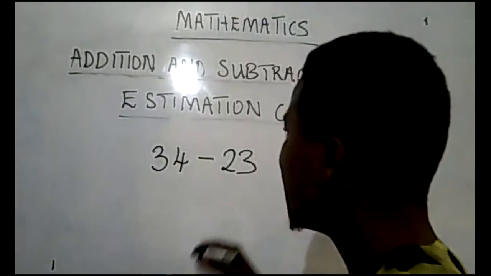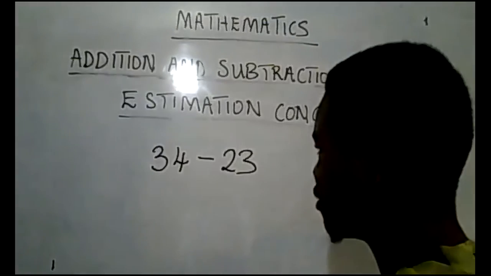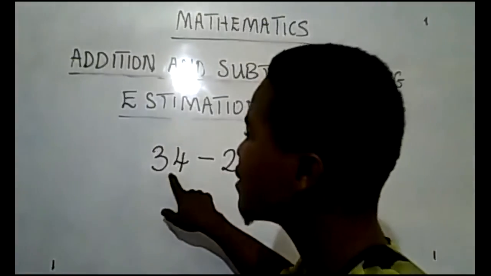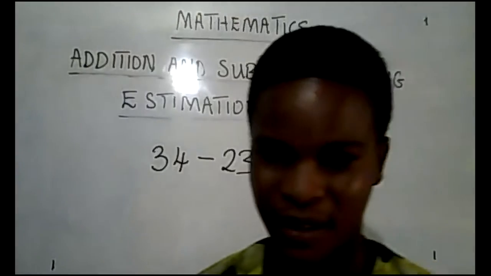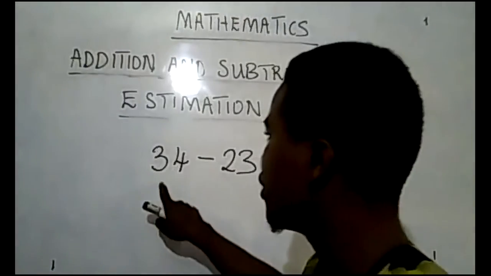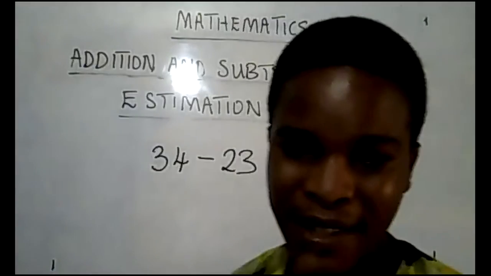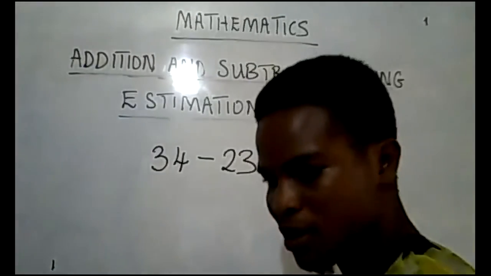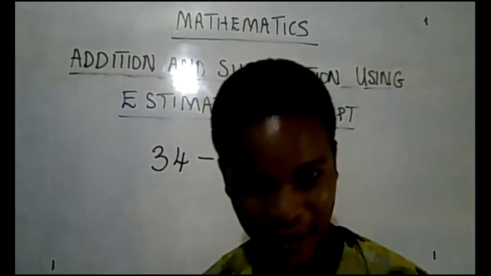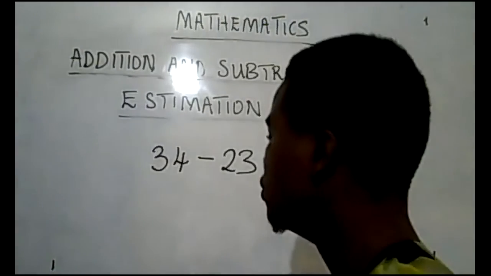Now, if you are having 34 minus 23, what that immediately tells you is that you have to convert each of these figures to the nearest 10 before subtracting them. Again, you first convert each of these figures to the nearest 10 before subtracting them. Good.